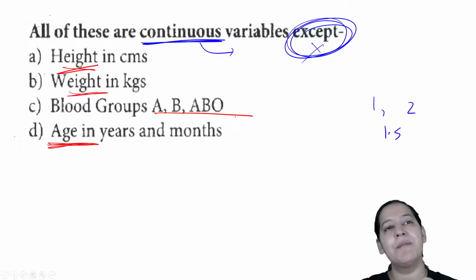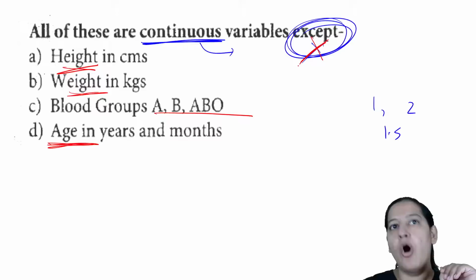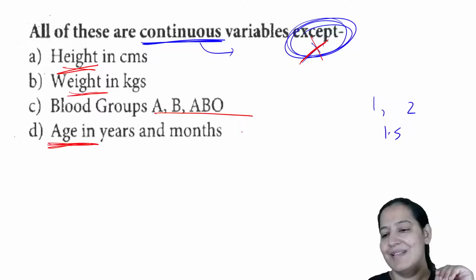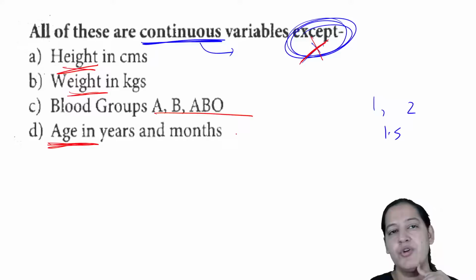I can see your chat. Please answer it, I am still waiting for your answer. So which of the following is not a continuous variable? Yes. So Logesh is giving the answer, but I don't think you are right. Anyone else apart from it want to try?